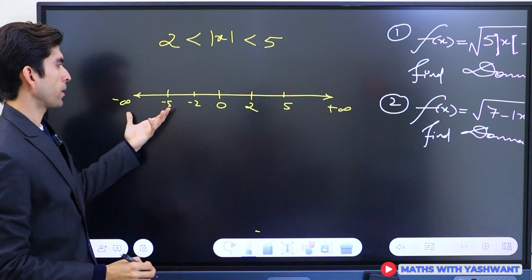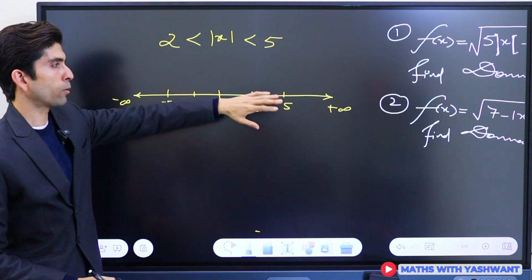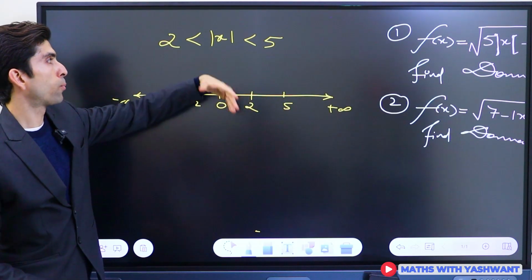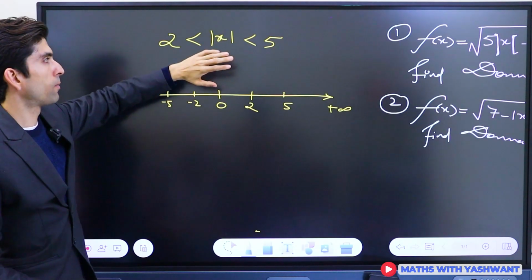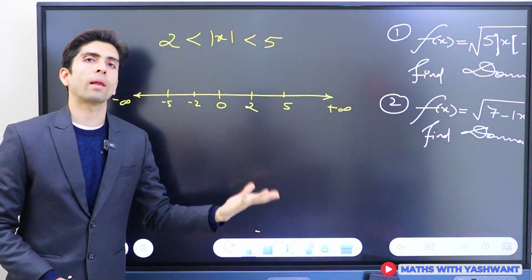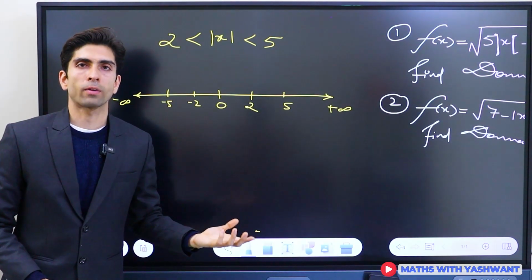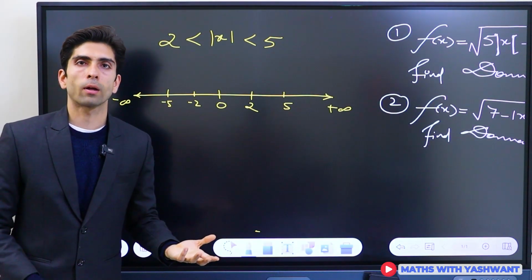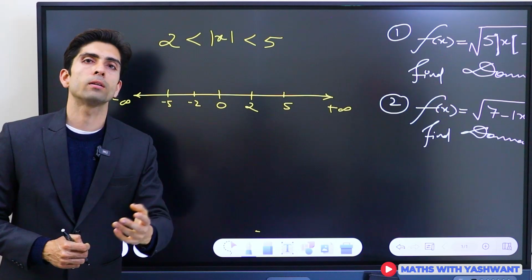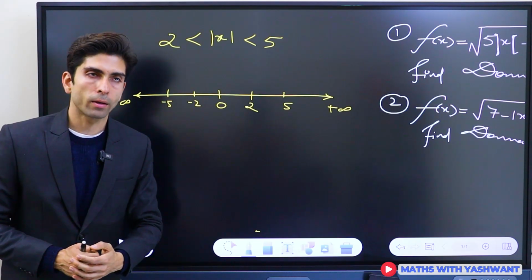Now we try to pick some values of x from this number line and put them in the inequality, and we will verify whether our inequality stands true for those values of x or not. If it stands true for those values of x, then those values of x will be solutions for our inequality.